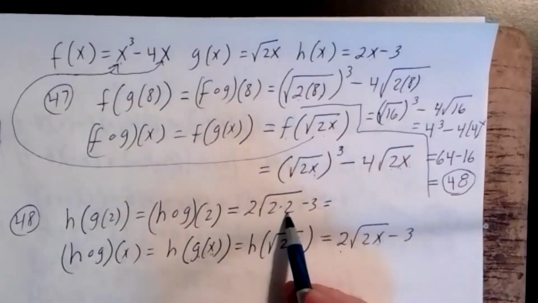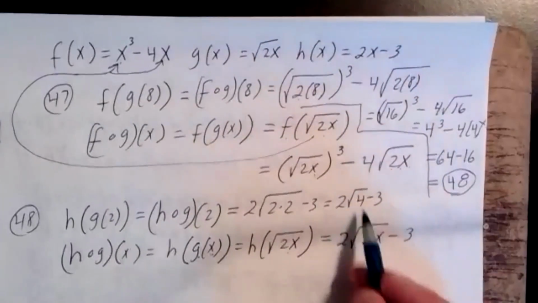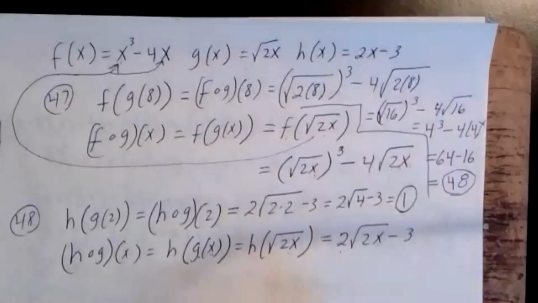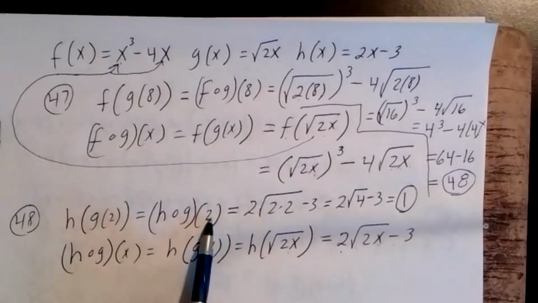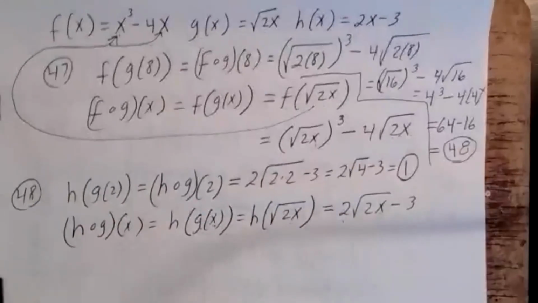2 times 2 is 4. And the square root of 4 is what? 2. 2 times 2 is 4. 4 minus 3 is 1. Answer, ladies and gentlemen, is 1. So h of g of 2, which is really h composed with g of 2, is going to be 1. Questions how we got that?